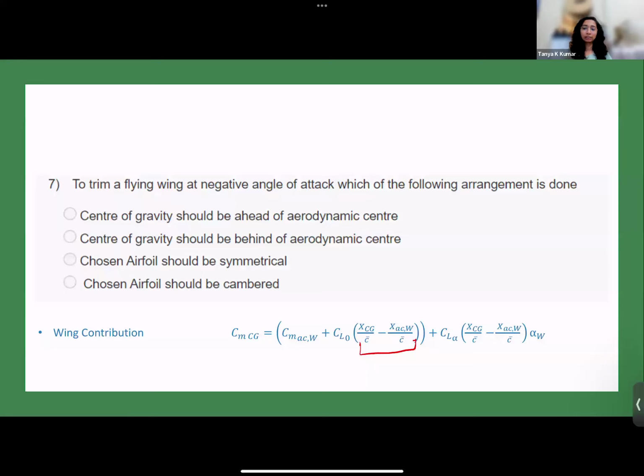But that is a condition for stability. So let's not tamper with that. These two correspond to stability and maneuverability. To trim the aircraft, you need this quantity to be negative, right? So you can choose a cambered airfoil to make it negative. And even if the aircraft is not stable, you can make this airfoil contribution negative and then make it trim at negative angle of attack. So if I have an unstable aircraft, also I can trim it at negative angle of attack. So the airfoil chosen should be cambered.